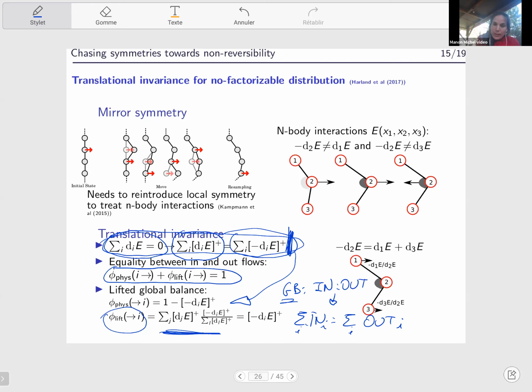And so the next question is, what if we don't have translational invariance? Meaning we have some kind of potential, for instance here, and we have a particle moving in it. And this is typically what has been going on with Bayesian inference.